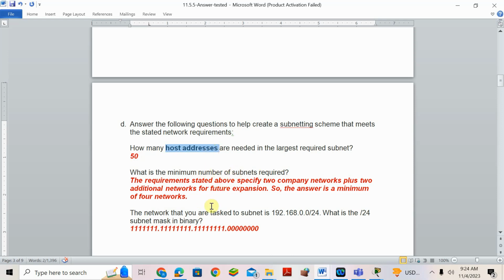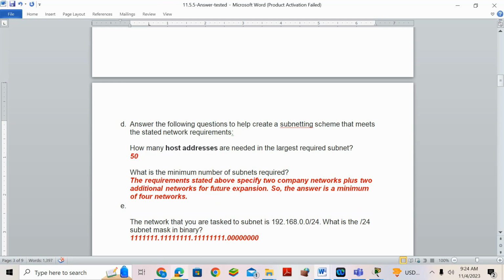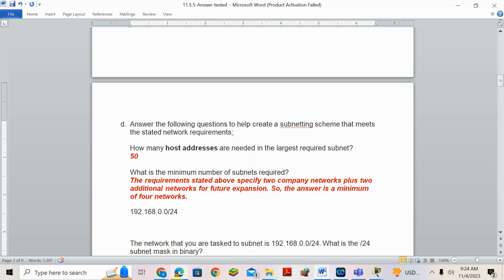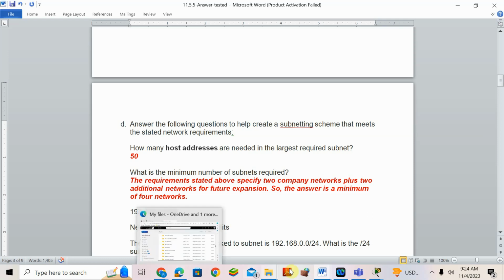How to find out the minimum subnets? I will show you. The answer is 4, but how do you get this? Write down the address: 192.168.0.0/24 is your network address. That means the network is 24 bits and the host is 8 bits. But how can you say that?